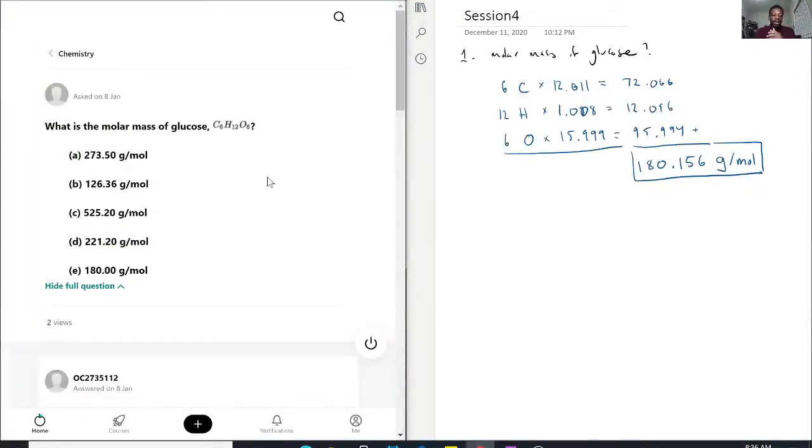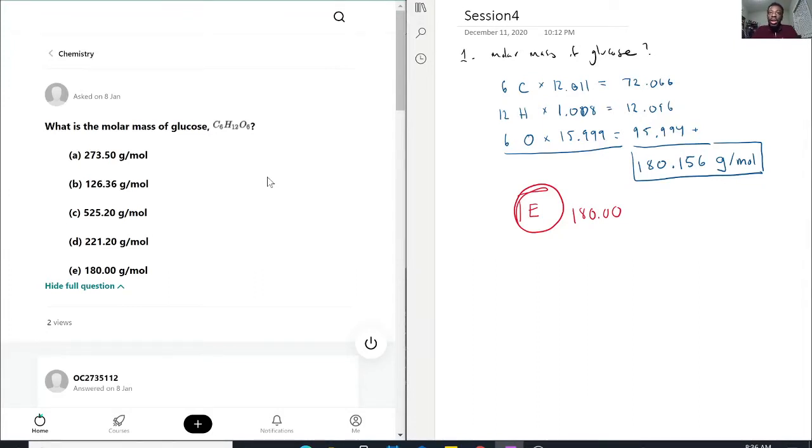So with that being said, we'll look at our choices here. As I said earlier, the periodic table does vary, so it's important to pick the answer that's the closest to it. So based on the choices we have here, the molar mass of glucose, the best answer would be E, the 180.00. Only because it's the answer that's the closest that we can pick from.